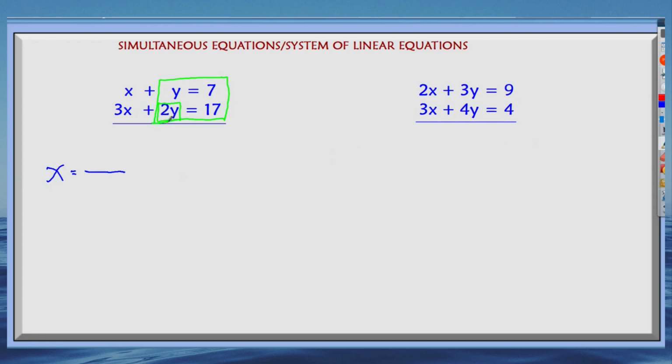Since this is our reference term, we will multiply the numerical coefficient of y, which is 2, times 7, so that will be 14. And we will always be using a subtraction operation for this. Minus, we know that this is 1. 1 times 17 is 17.